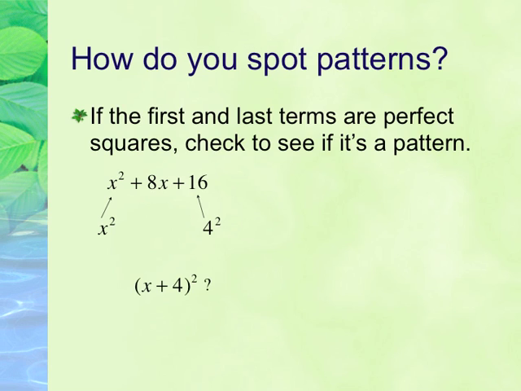In this case, we're thinking that the factorization here might be (x plus 4), the whole thing squared. We'd have to check to make sure that when we multiply out (x plus 4) squared, our middle term does in fact end up being 8x.